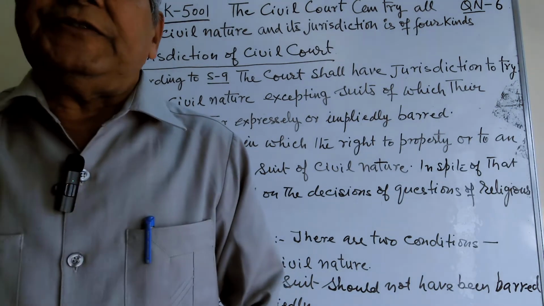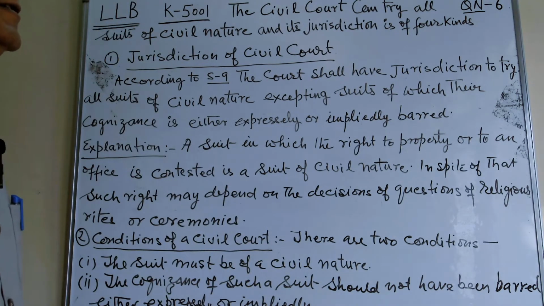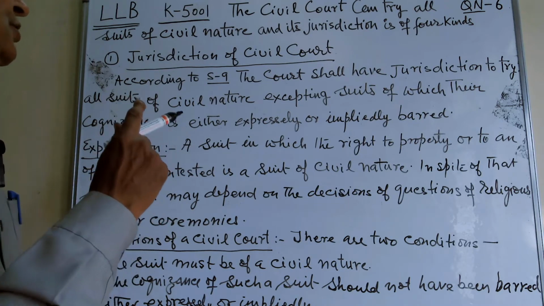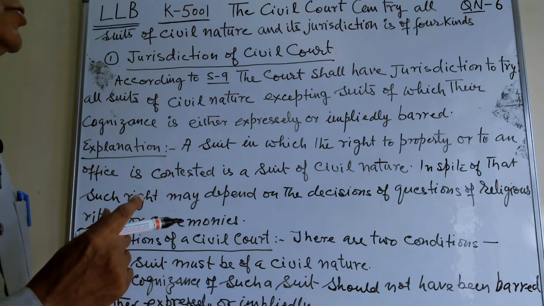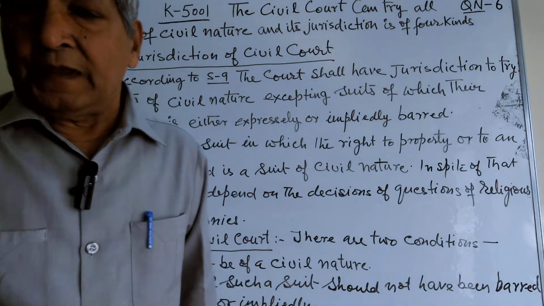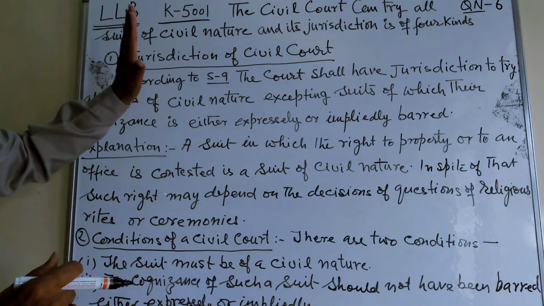My dear friends, I am taking today sixth question of fifth semester first paper, K5001. What is the sixth question? The civil court can try all suits of civil nature and its jurisdiction is of four kinds. This is the question, sixth question.